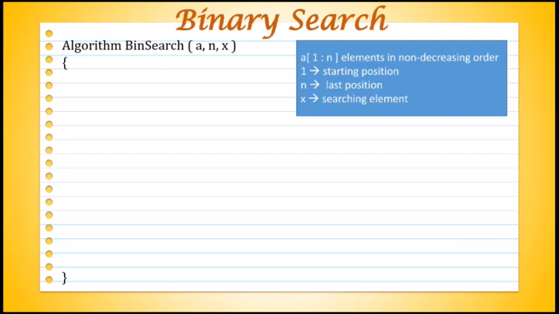So here A means what? An array which starts from the first element till the n value, that is the last element. Here n means what? The number of elements present in the array, and that should be in increasing order. The starting position will be 1 and the n value will be the last position, and x will be the searching element in the given list.